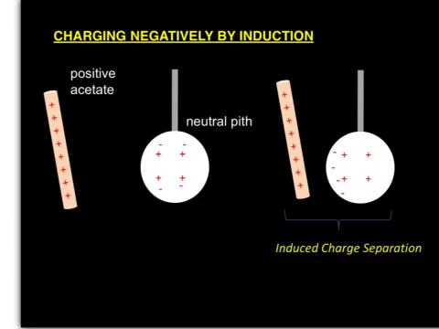Now we're going to charge the sphere negatively by bringing a positively charged rod close to it, like this here. And as a result, some electrons on the sphere get drawn to the near side. So now there's an induced charge separation.